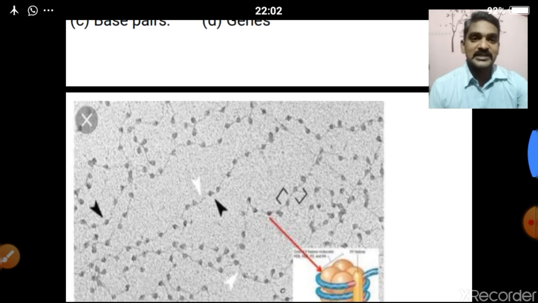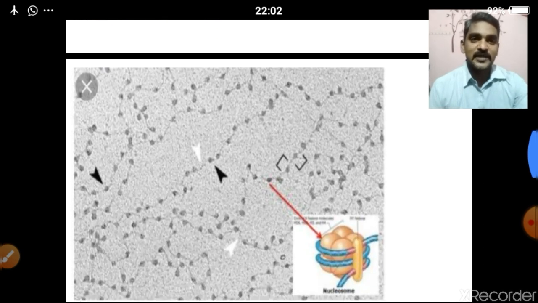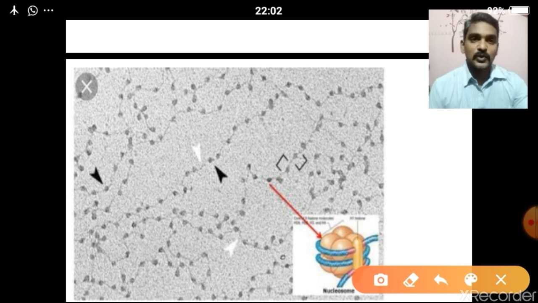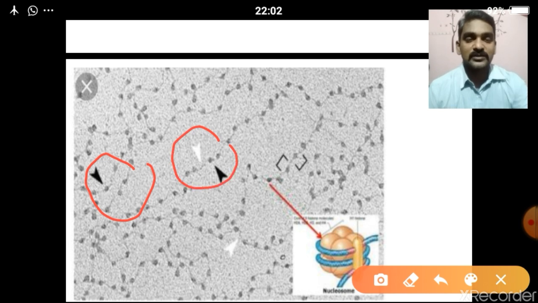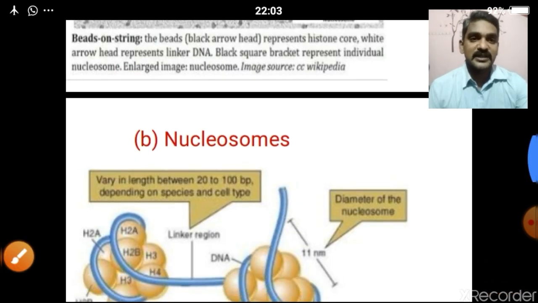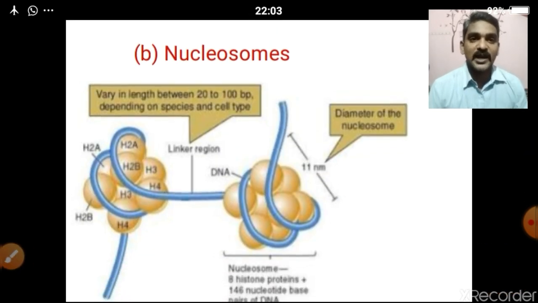You can see the structure, you can easily identify it here. This is the beads on a string structure. So many beads are visible in the electron microscope. You can see this black arrow. This black arrow is showing the bead, the round structure, the black dot. That is called a nucleosome. Whereas this white arrow is showing the link between the two nucleosomes, that is the linker DNA. So the white arrow shows linker DNA, and the black arrow shows the nucleosome structure. One nucleosome is linked to another nucleosome by the linker region.